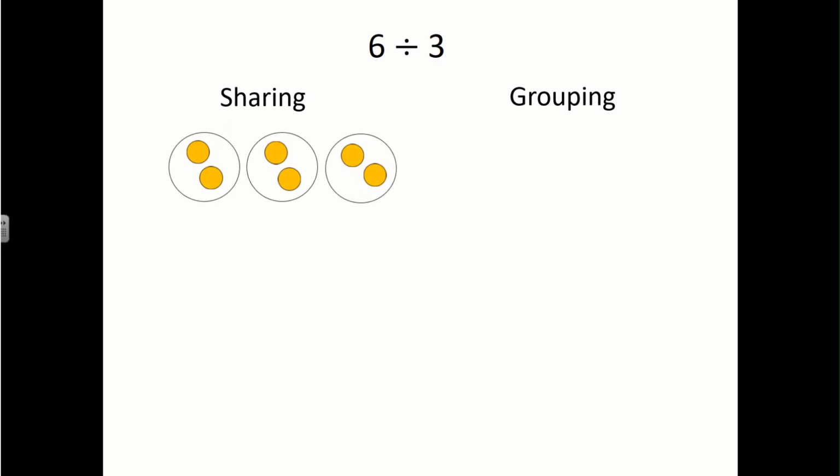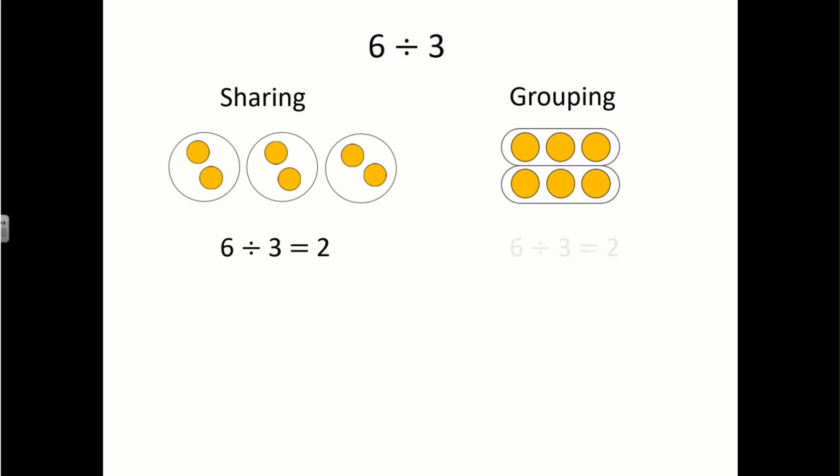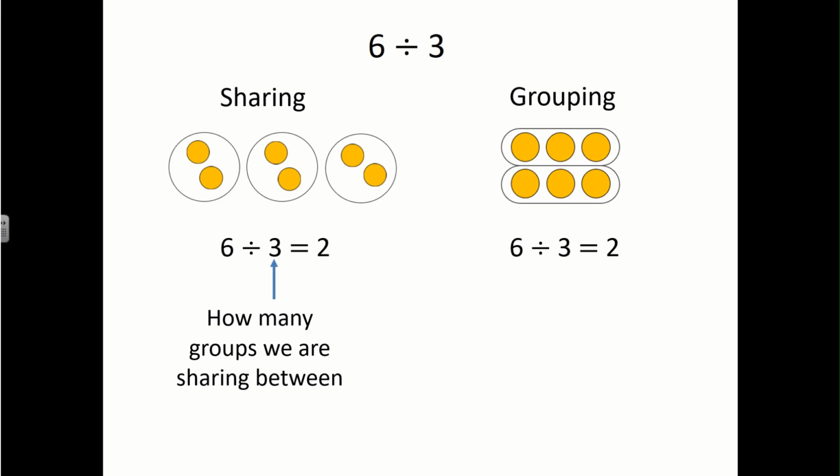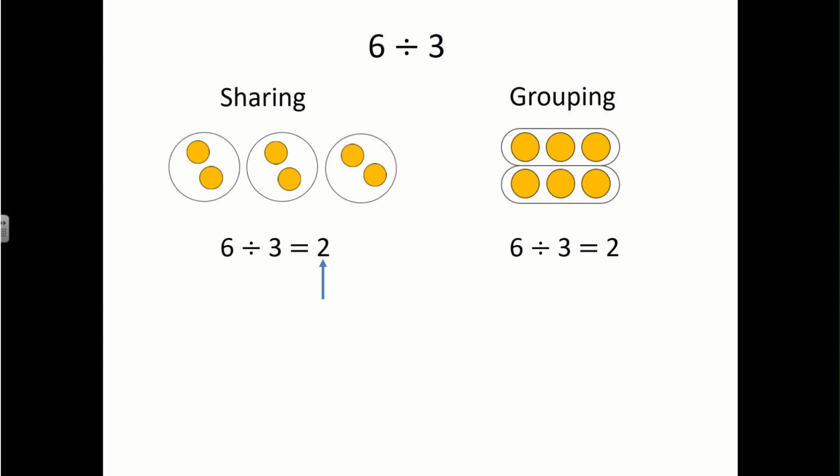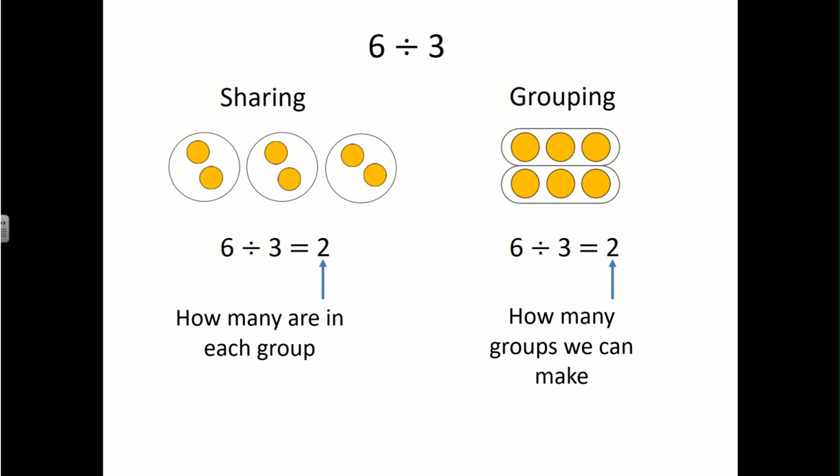Let's compare the two methods. Sharing, grouping. 6 divided by 3 equals 2. It's the same calculation with the same answer. In this one, it was asking us how many groups we're sharing between. So this number represents how many groups we are sharing between. We're sharing between 3 groups. This time, it's asking us how many are in each group. There are 3 in each group. We get the same answer. It tells us how many are in each group here. This tells us how many groups we can make.